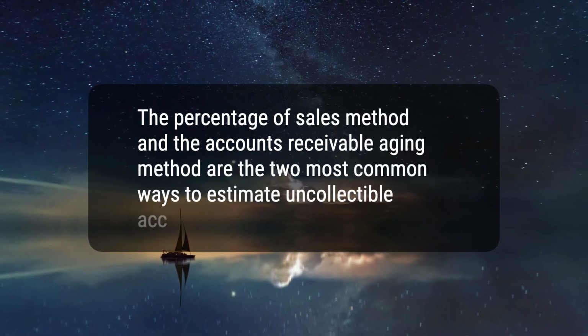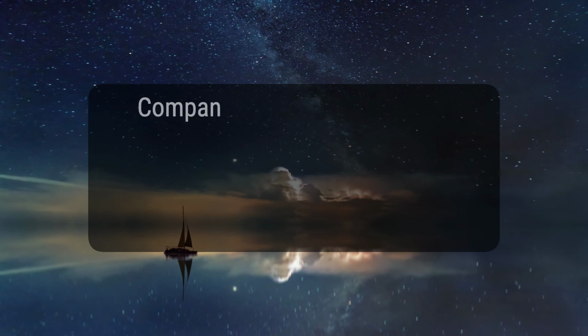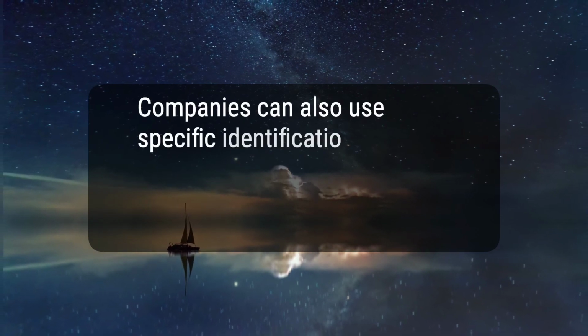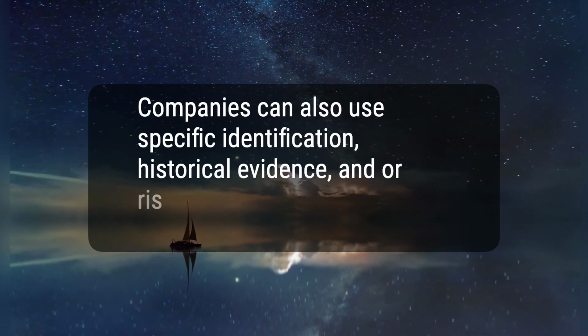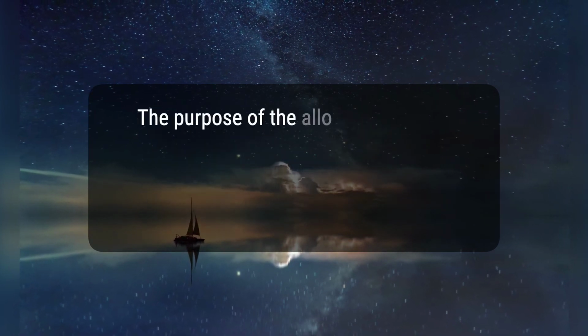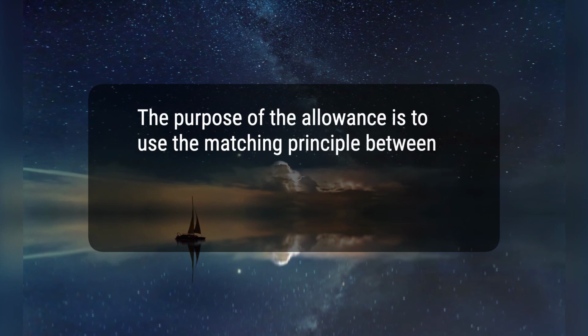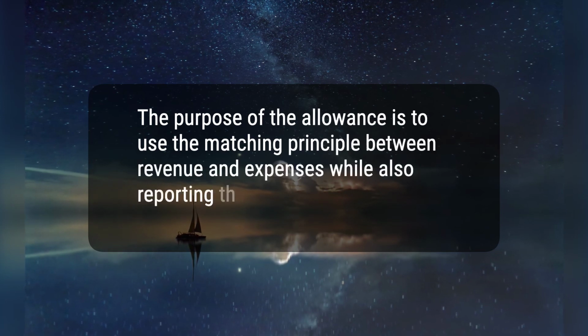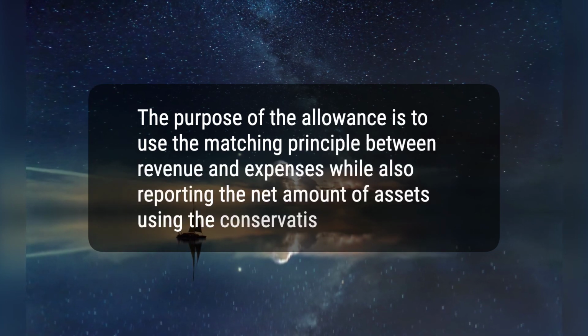3. The percentage of sales method and the accounts receivable aging method are the two most common ways to estimate uncollectible accounts. 4. Companies can also use specific identification, historical evidence, and/or risk assignment to determine the estimate. 5. The purpose of the allowance is to use the matching principle between revenue and expenses while also reporting the net amount of assets using the conservatism principle.